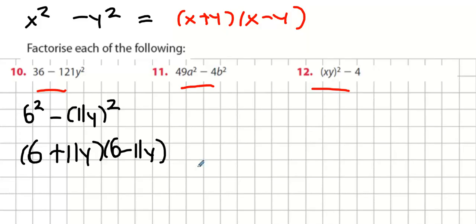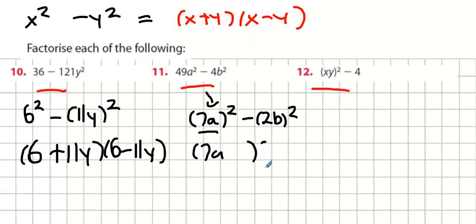Right, next one. What do we think? What can I change 49 into? 7a to be squared. And 4 squared. Instead of x, I have 7a. So it's 7a and then another 7a. And instead of y, I have plus 2b. And yeah, these are getting handy now, aren't they?